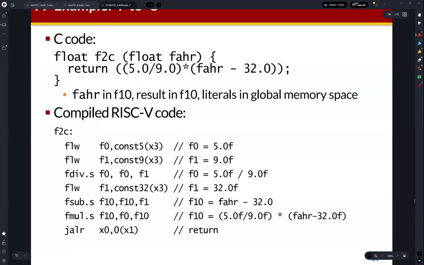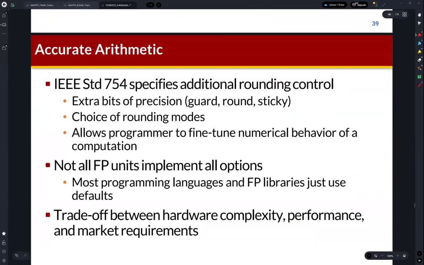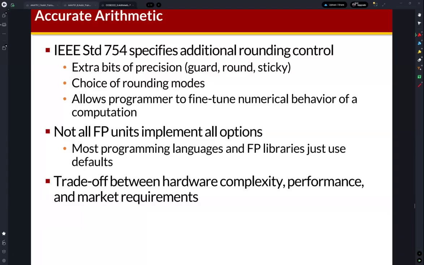So this is the example assembly code. You can find that this code uses floating point instructions. And then the IEEE standard defines some additional specifications for floating point, and if you are interested, you can search for this IEEE standard.